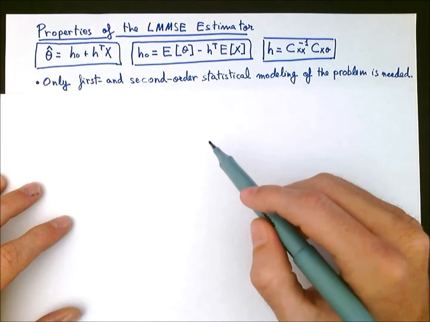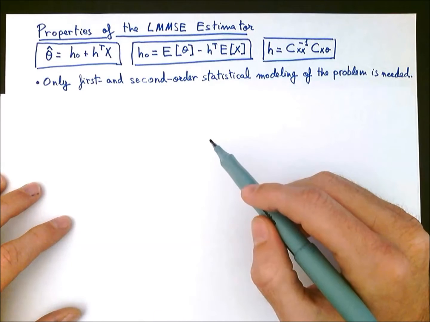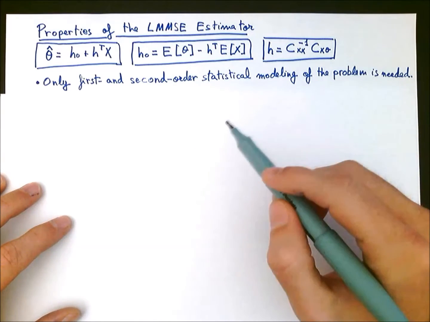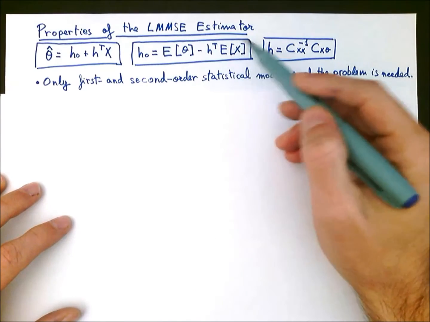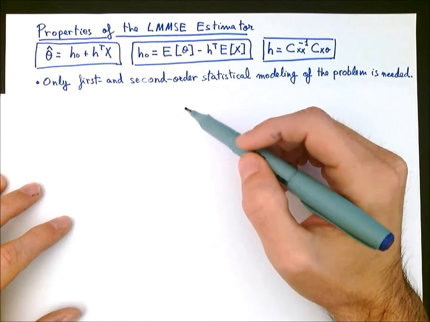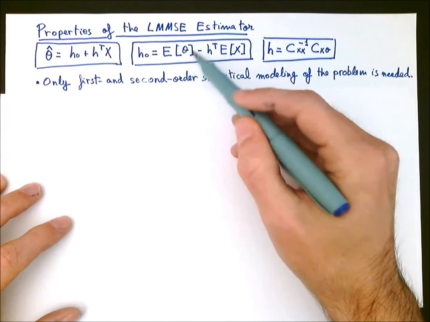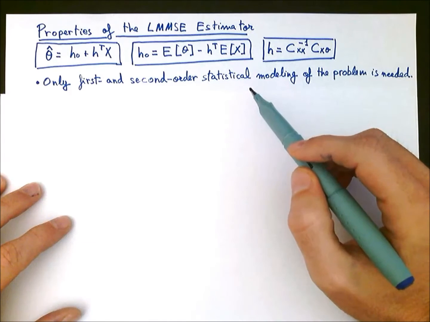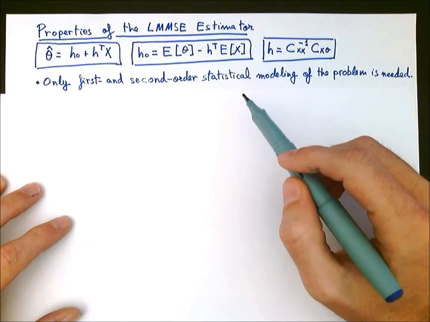We can compare this to the case of the MMSE estimator, the nonlinear case, in which we actually needed the full joint probability density function of the data and the unknown parameter theta in order to compute it. It's much easier to obtain estimates of mean and covariance parameters rather than a full estimate of a joint PDF.